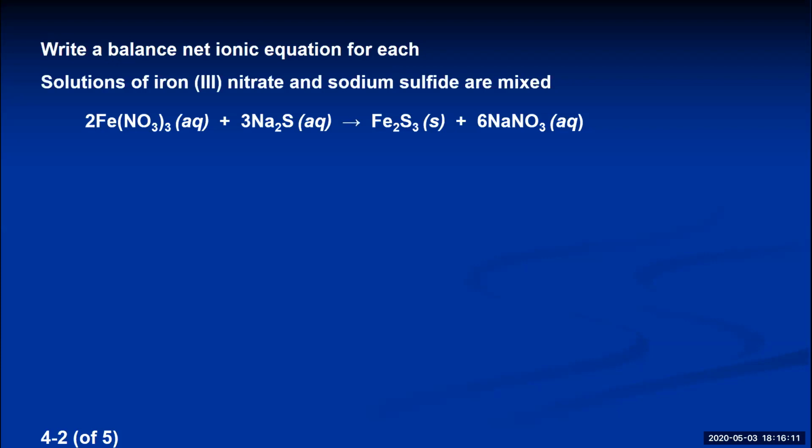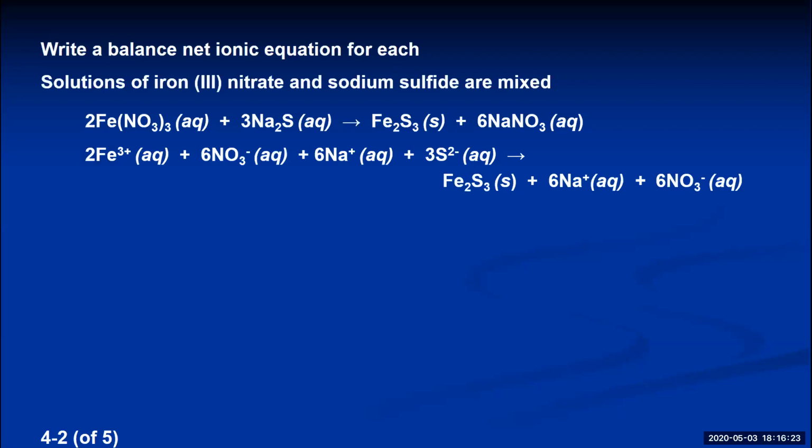We have 3 things in our balanced equation that are soluble ionic compounds, so those need to be written in their dissociated forms. Using the coefficients appropriately, the first substance would be 2 iron 3 ions plus 6 nitrate ions.